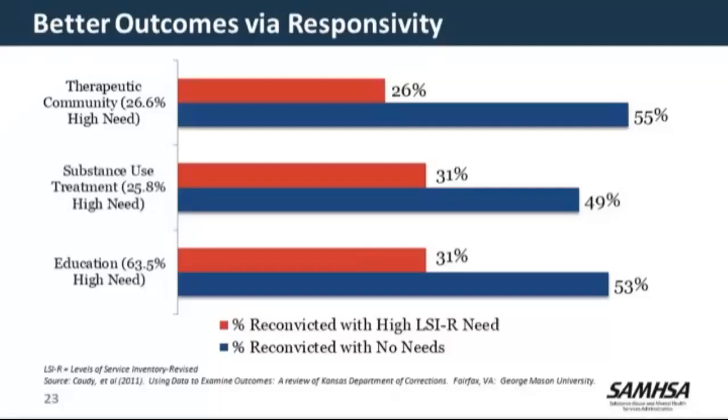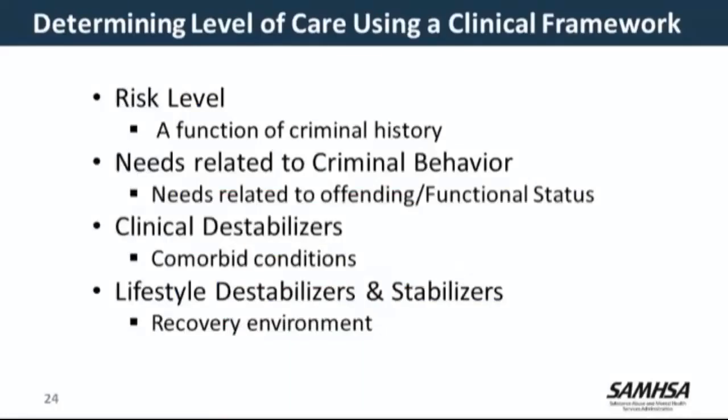And that's an important part because a big part of the problem-solving court is to make sure we're screening for people who have a more severe substance use disorder and who present some public safety risks to the communities. Determining the level of care is not always easy, and it requires a combination of risk levels, needs, clinical destabilizers, and lifestyle factors. All of these are important in terms of how we would think about who's eligible for a particular program.